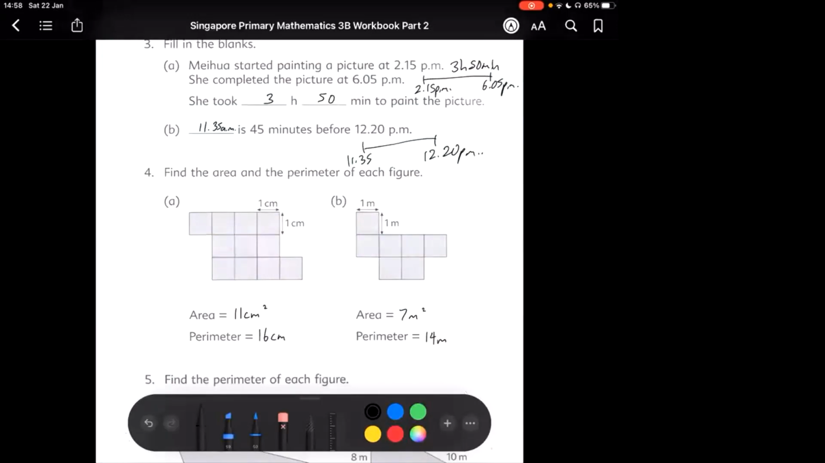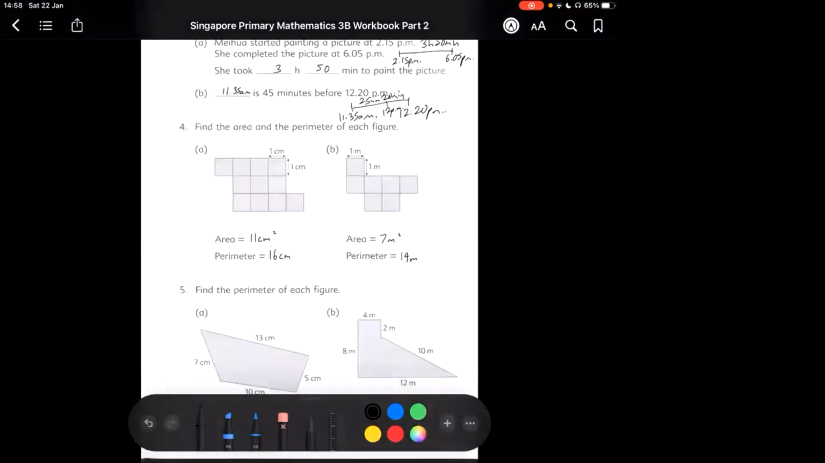And then, yeah. We can subtract 20 first, like 20 minutes to have 12 p.m. and then 25 minutes to get 11:35 a.m.